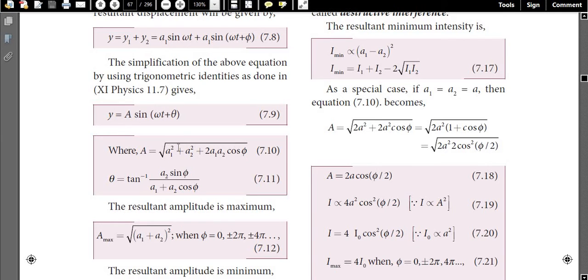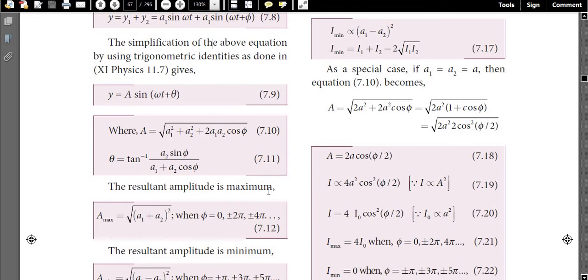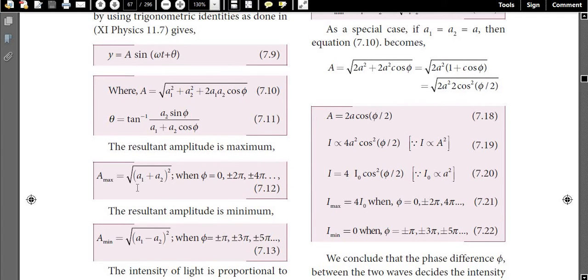So according to that equation, we proceed with this amplitude formula. A is equal to root of a1 square plus a2 square plus 2 a1 a2 cos phi. We already know this step from the 11th standard wave motion. Theta is equal to tan inverse of a2 sin phi divided by a1 plus a2 cos phi. The resultant amplitude is maximum, that means A maximum is equal to root of (a1 plus a2) the whole square, when phi is equal to 0, or plus or minus 2 pi, or plus or minus 4 pi.